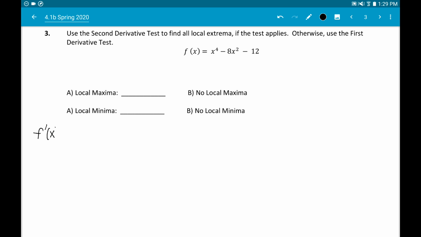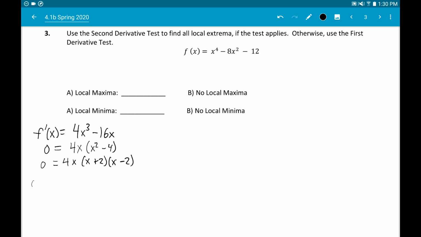First derivative, 4x cubed minus 16x. Derivative of negative 12 is 0. We're going to set this equal to 0 to solve for x, our critical values. And I'll factor a 4x out of this. It's going to leave me x squared minus 4. And x squared minus 4 is the difference of squares. So that's x plus 2 times x minus 2.